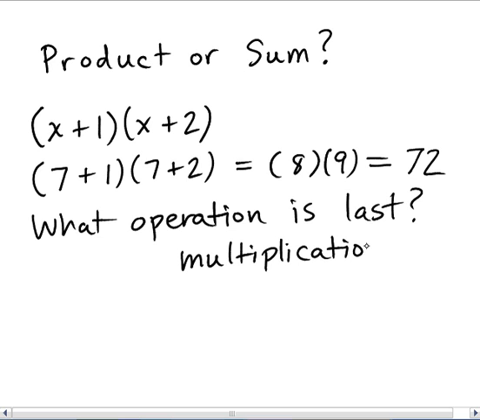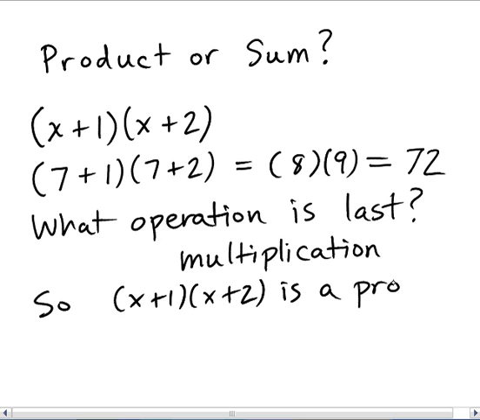Whatever is done last is indicating whether it's a product or a sum. Since the multiplication was last, that means this is a product. So x plus 1 times x plus 2 is a product. Another bit of terminology I like to use in my classroom is I talk about the main operation in an expression. And there are three operations in this expression. The main one is the one you do last. This multiplication is the main operation. And that tells you that this is a product.